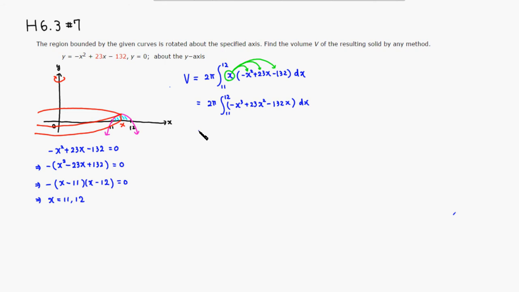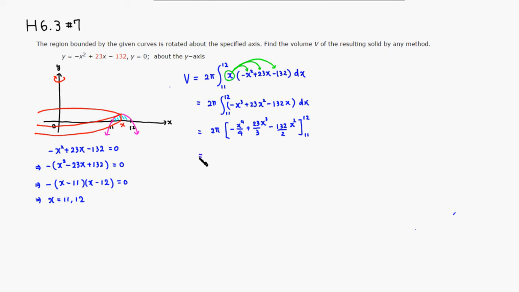Then we have 2 pi. The antiderivative is going to be negative x to the 4th over 4, plus 23x cubed over 3, minus 132x squared over 2, going from 11 to 12. All right, let's evaluate this.